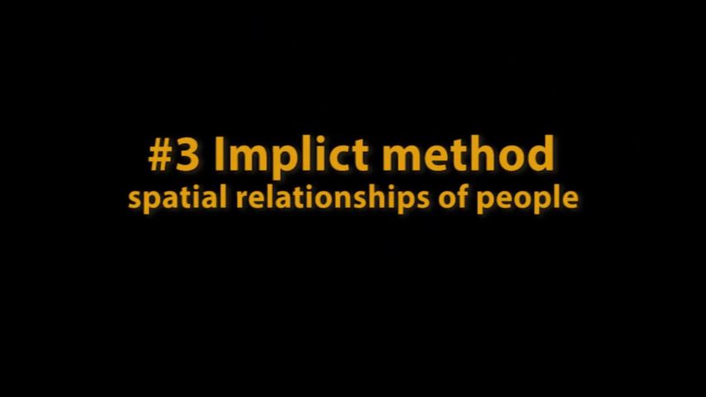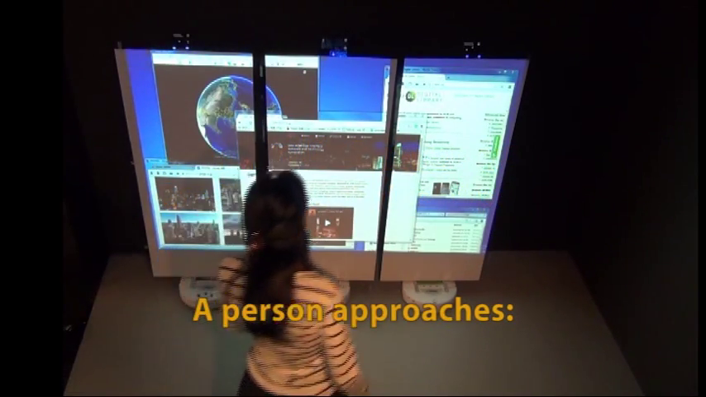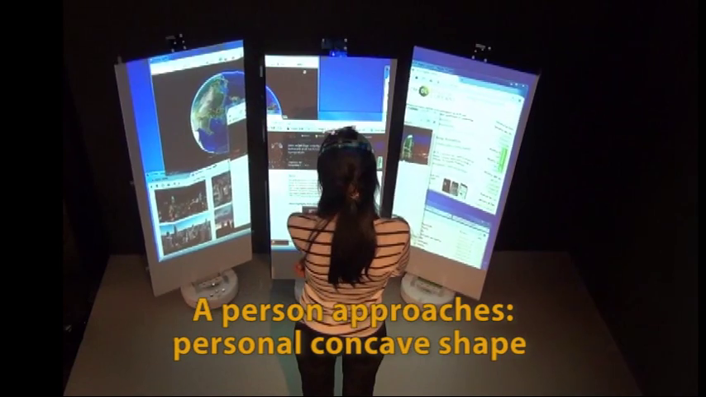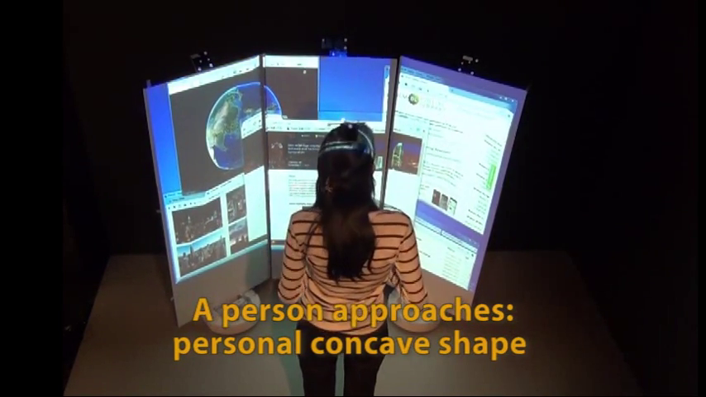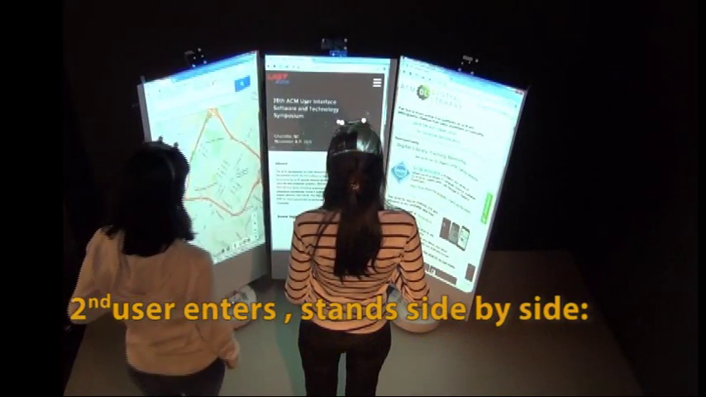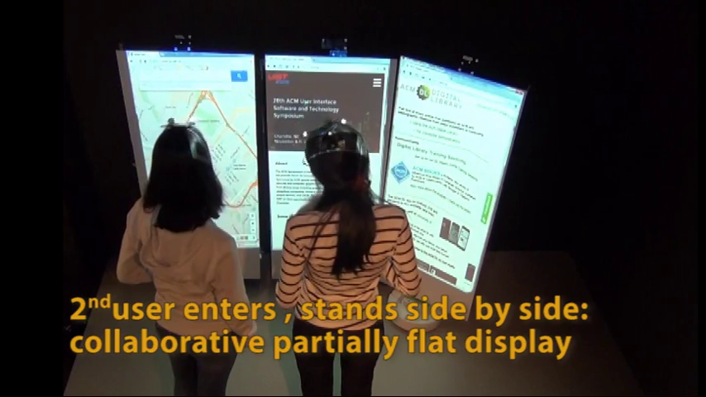Our third technique automatically customizes its shape to fit the spatial relationships of the people around it. In this sequence, the display detects an approaching person and changes its shape to support personal work. When a second person enters and stands side by side to the first person, it partially flattens to support collaboration.